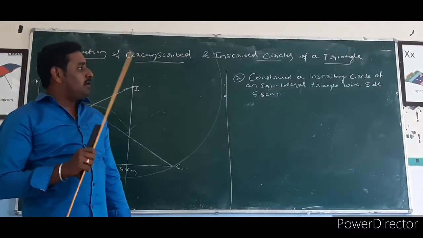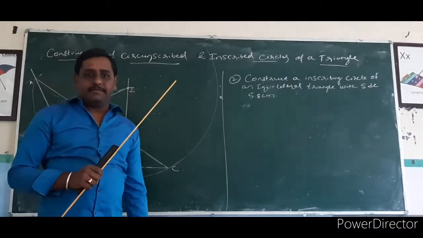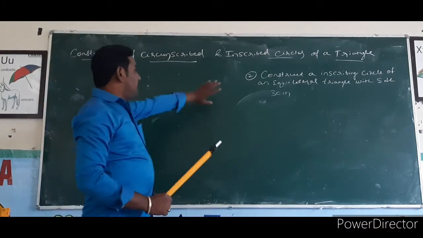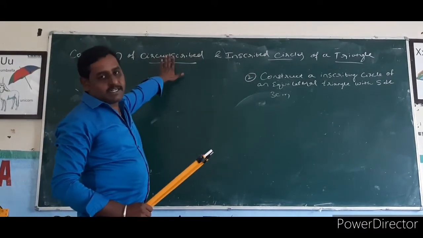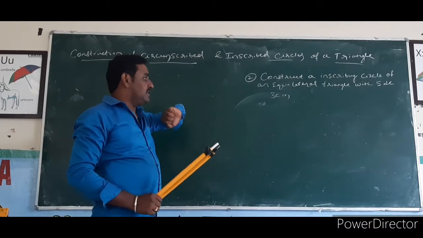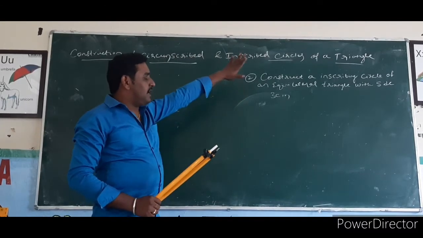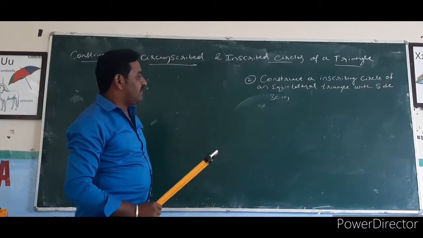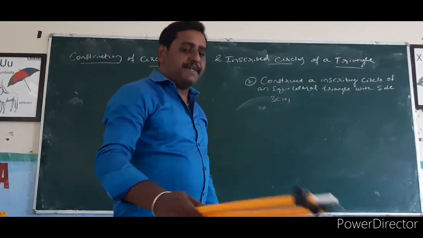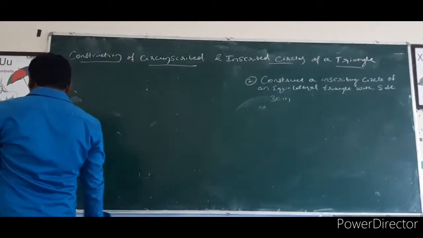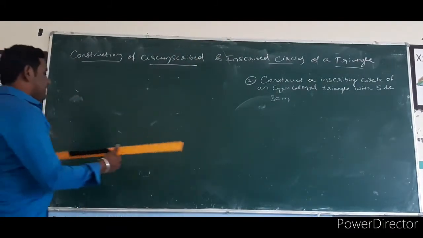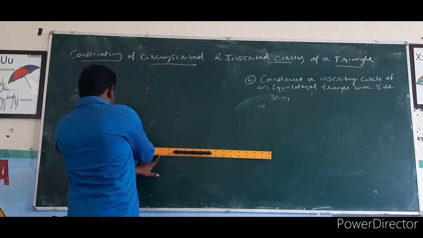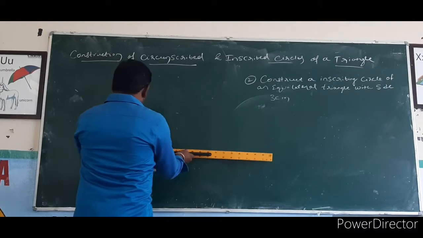Next, we will move to the part of inscribing circles. The next part of construction is inscribing circles. We know how to do circumscribed circles. Next is inscribed circles. Consider the problem: construct the inscribing circle of an equilateral triangle with side 3 cm. What is meant by an equilateral triangle? All sides are equal.